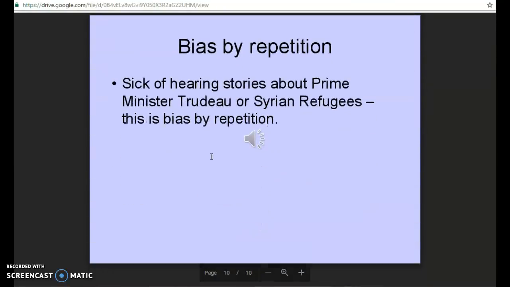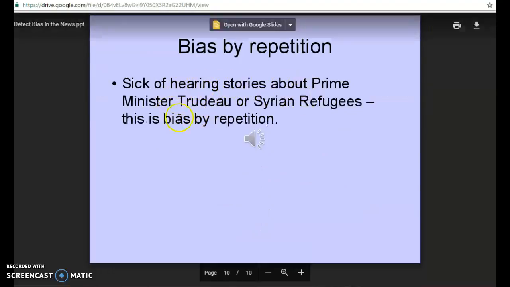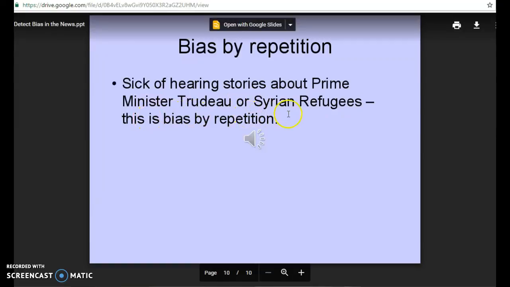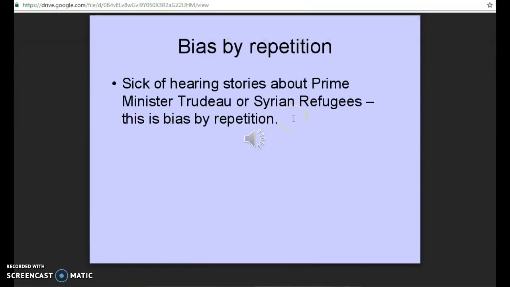Bias by repetition. Sick of hearing stories about Prime Minister Trudeau or Syrian refugees? This is bias by repetition. News companies or news stations will often repeat news stories over and over and over again to really emphasize their importance. You also will see in a news article where words and language are repeated over and over again to create a negative or positive impression. That's bias by repetition as well.